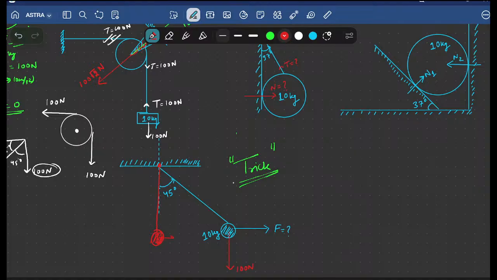Why? Because if you are applying force in this direction, it will bend and it will bend at some angle, right? So what I'm saying is, if the angle is 45 degree as mentioned here, then they are asking what force you must have been applying. This is a simple case.